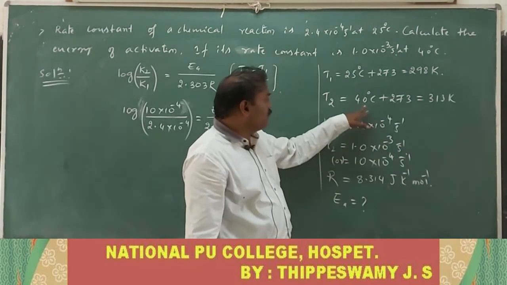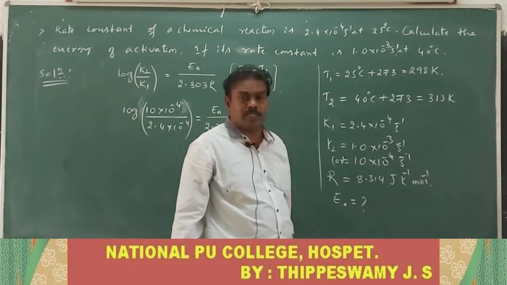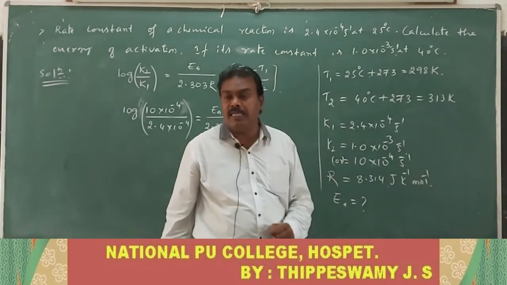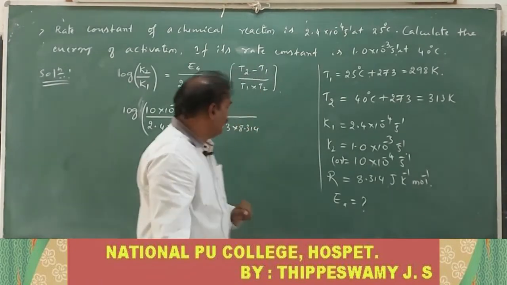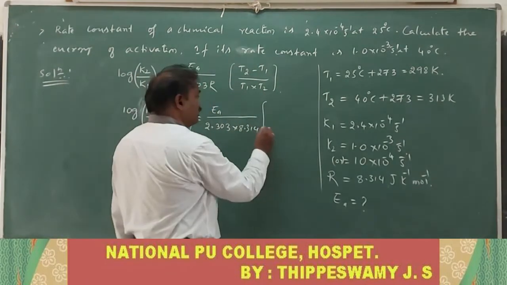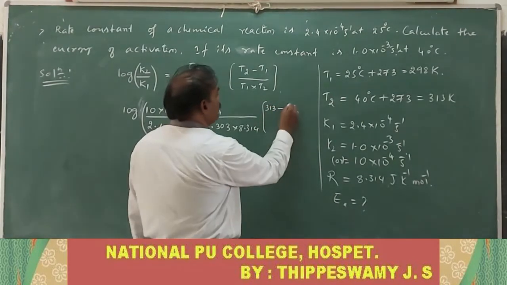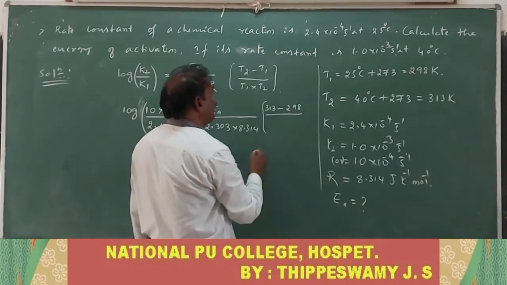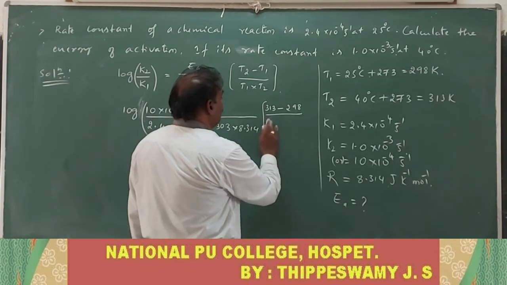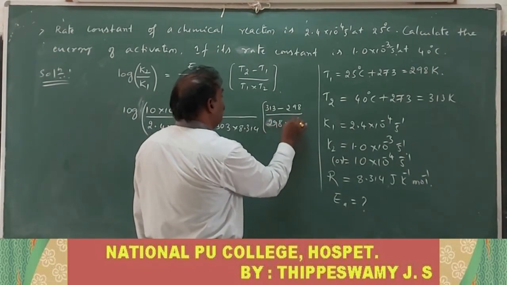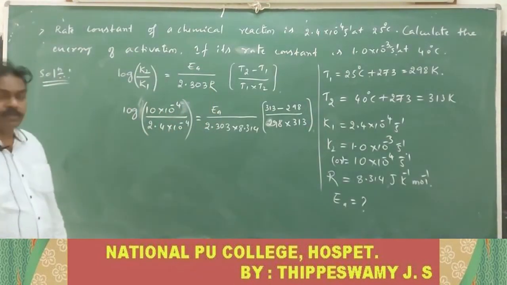That is why we have to convert the temperature into the Kelvin scale always. Usually during calculation, we take temperature values in the Kelvin scale only. Here also we convert degree Celsius into the Kelvin scale. Now, what is the value of T2? T2 will be 313 minus T1 value 298 Kelvin, whole divided by T1 into T2. What is the value of T1 into T2? That is 298 into 313. So like this we can substitute the values first of all.